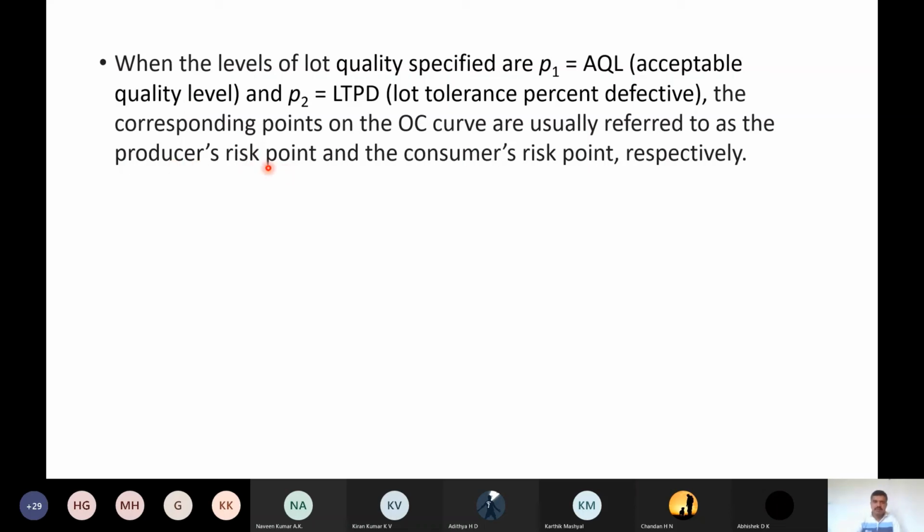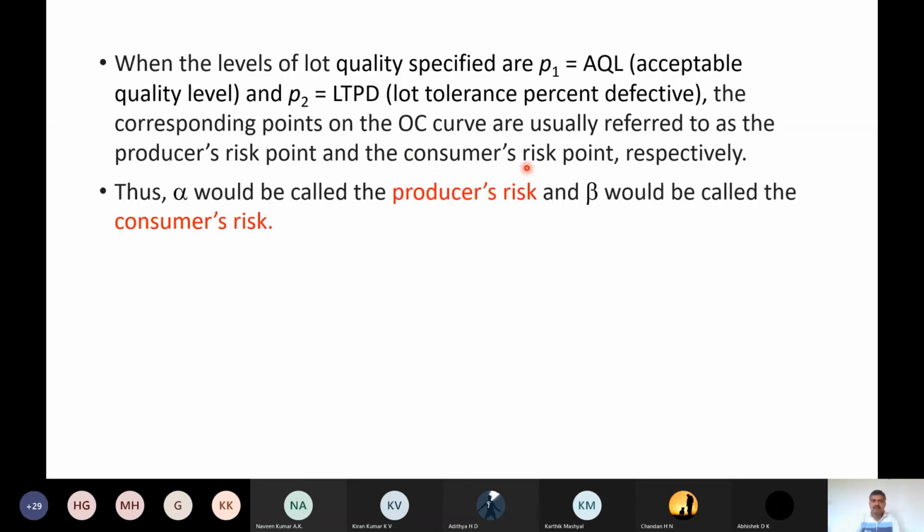Next, the consumer risk point is where they set a tolerance percent defective. In the worst case, this should be the least quality which we are ready to accept. Below that, they don't accept. So that is the consumer risk point. Thus, alpha would be called the producer's risk and beta would be called the consumer's risk.